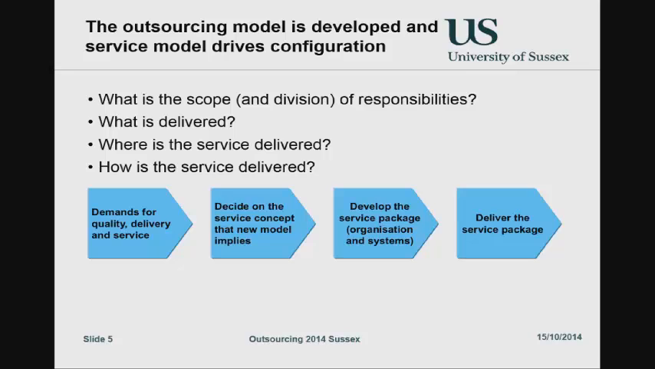So this little simple model here: sort out your demands, what's the service you actually require, decide on the service concept. What that means is, how are these two organizations in the future going to work together to deliver this particular service? What's the service model? Basic operations stuff. What's the service package? What organizations do we need? What governance? What management structures do we need? What systems should we use? Should we use our systems, or should we use the vendor systems? It is a particular choice.